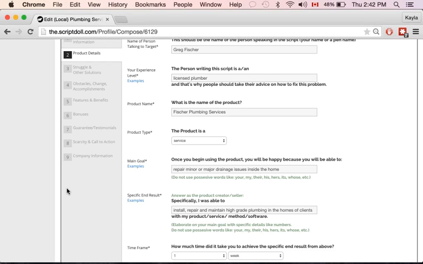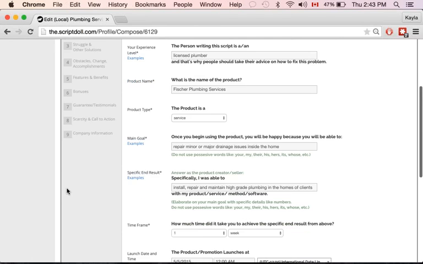So with the main goal question, what we're basically asking, like we talked about before, is what is the main thing that your customer wants to achieve? This is a little bit more generalized because, as you can see in a second, we're going to talk about a specific result that's going to happen. So this is just the general goal that they're looking to achieve. This particular profile, just so you guys know, is for a profile that we completed for an offline niche. So this is for a plumbing service.